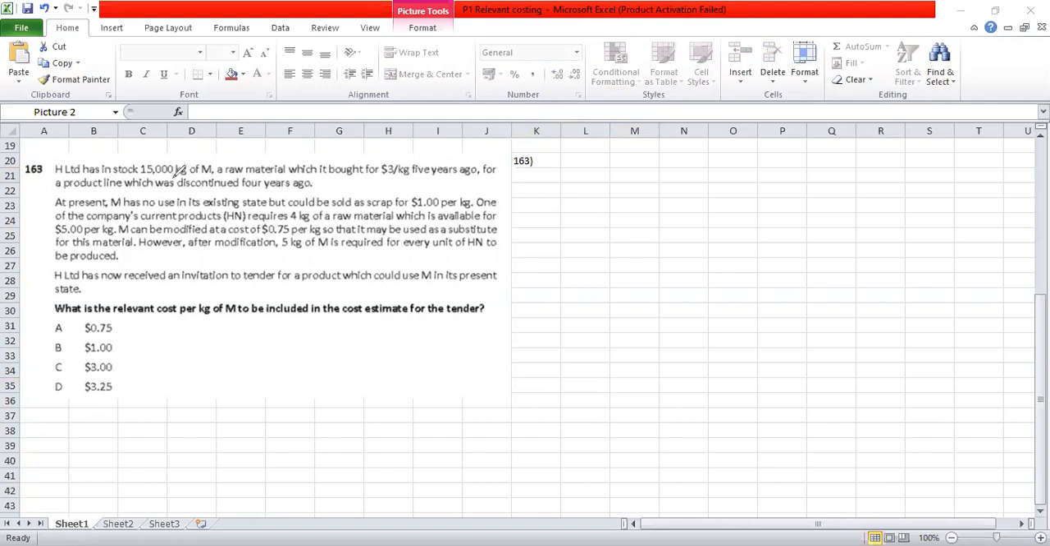H Limited has in stock 15,000 kgs of material, bought for $3 per kg 5 years ago. So this is historical in nature. And it was for a product line which was discontinued 4 years ago. So at present, M has no use in its existing state, but could be sold as scrap at $1 per kg. One of the company's current products requires 4 kgs of raw material, which is available for $5 per kg.